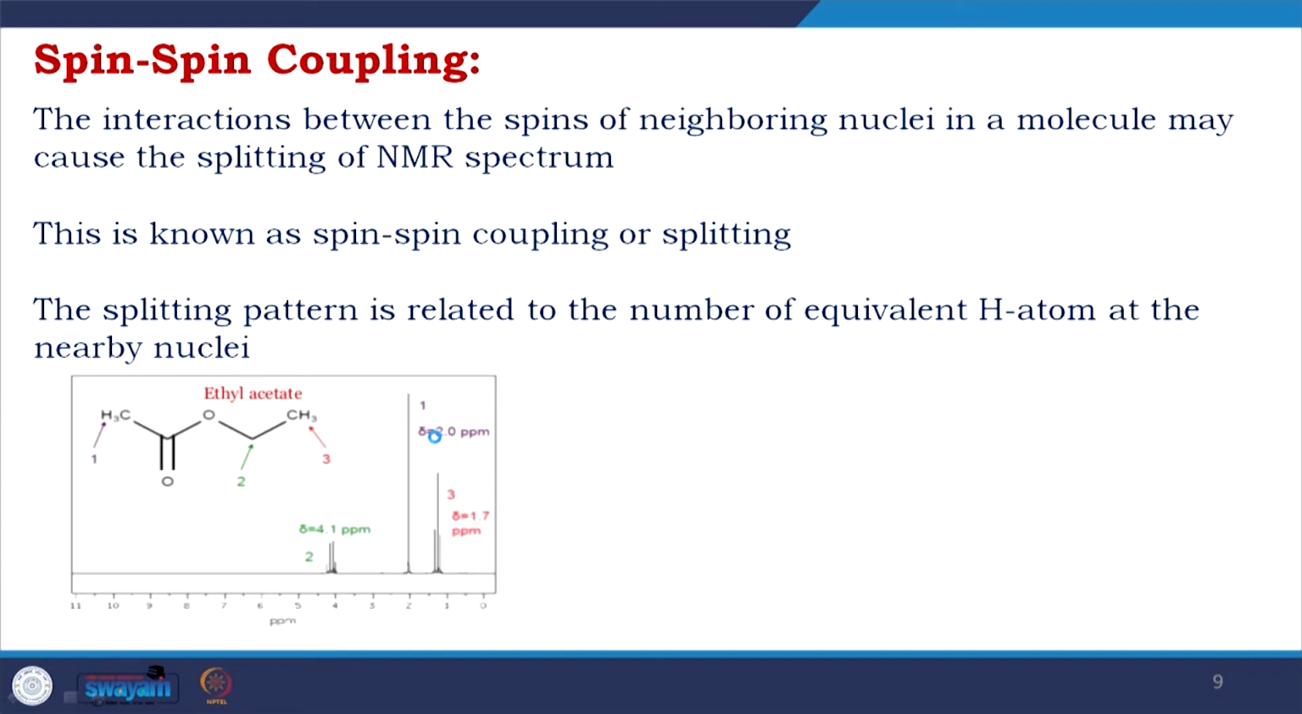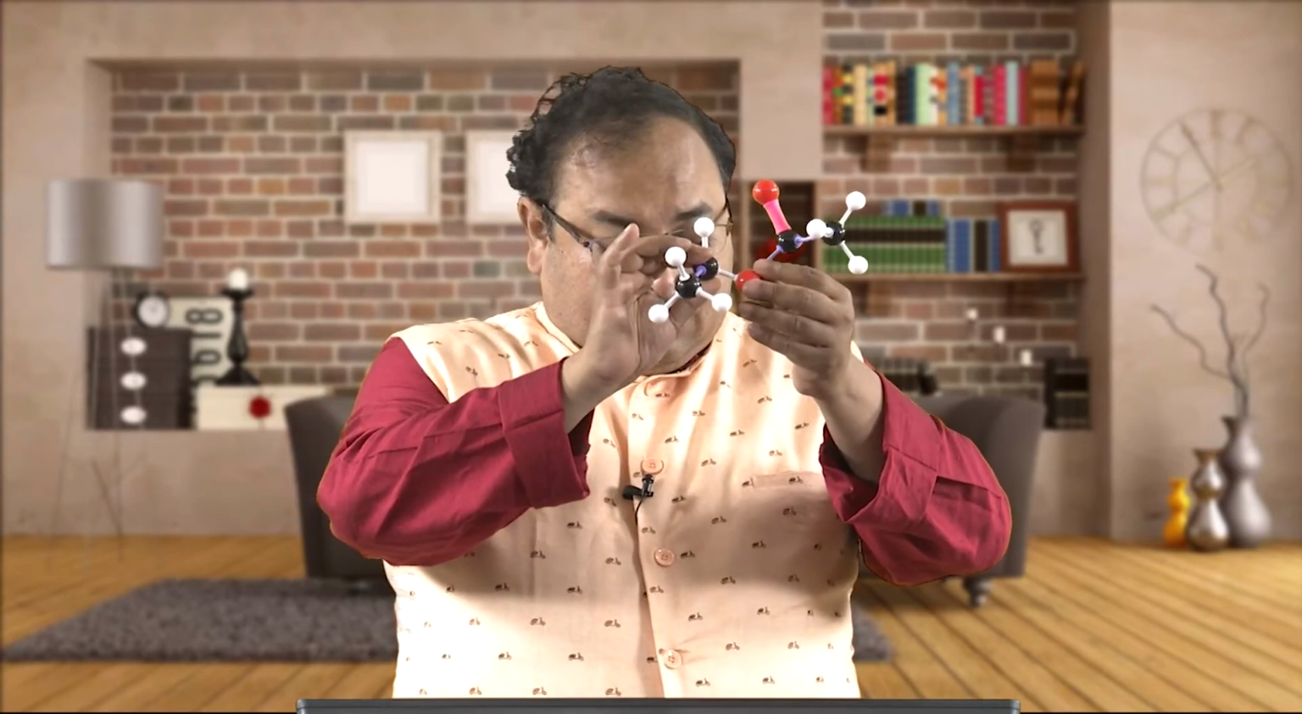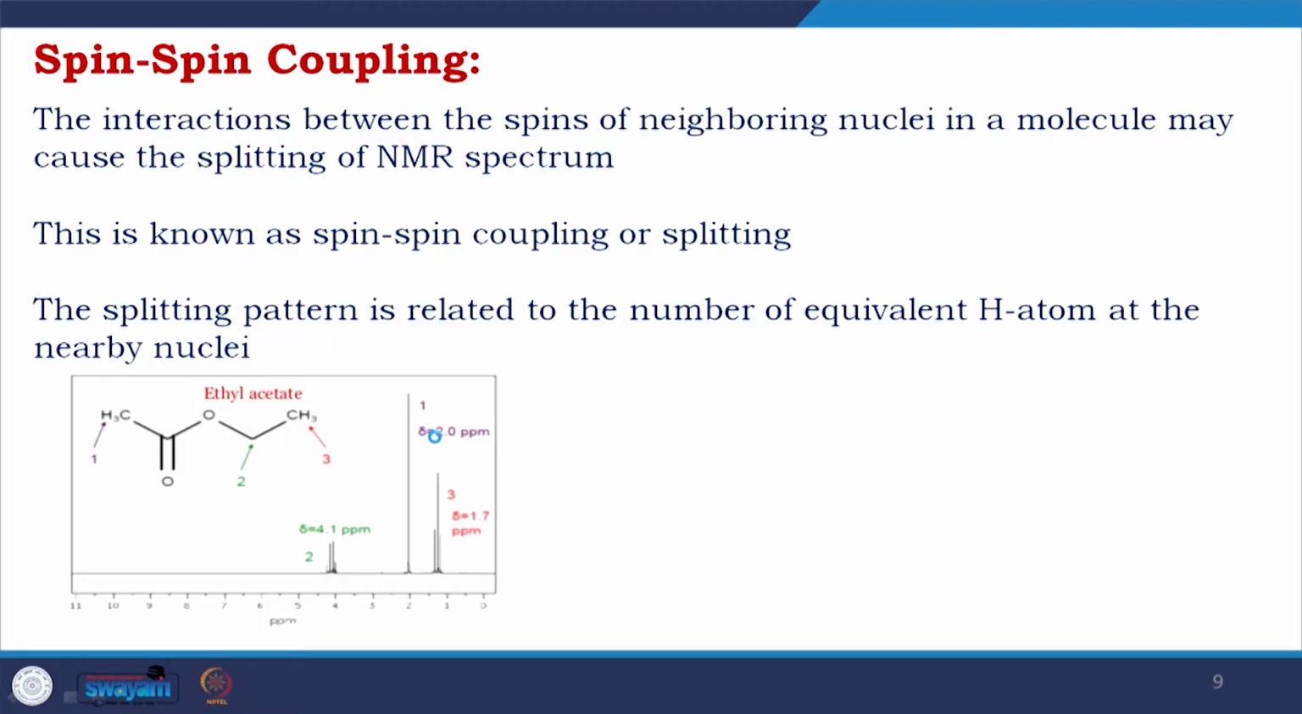So, we are taking the case of ethyl acetate, see CH3, CH2, O, CO, CH3. This is ethyl acetate. The interactions between the spins of neighboring nuclei in a molecule may cause the splitting of the NMR spectrum. This is known as spin-spin coupling or splitting. The splitting pattern is related to the number of equivalent hydrogen atoms at the nearby nuclei.